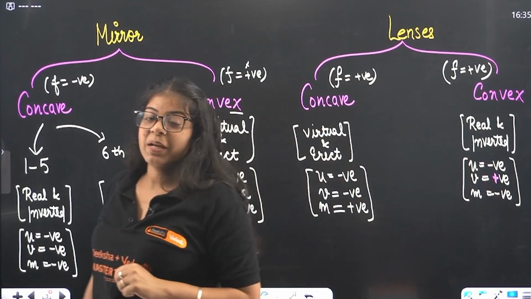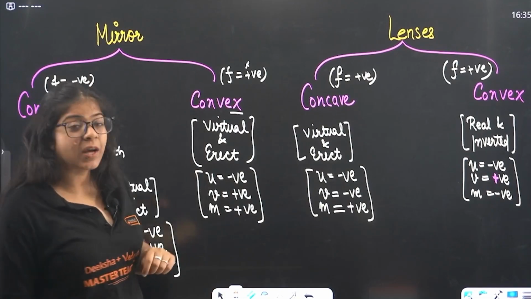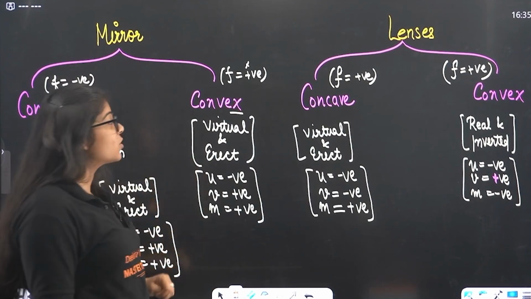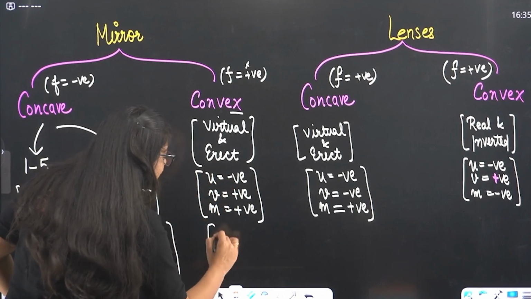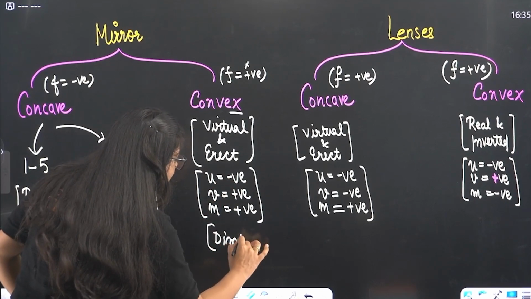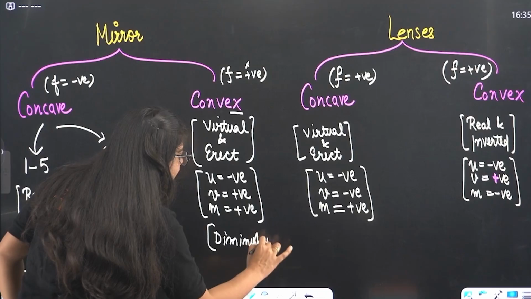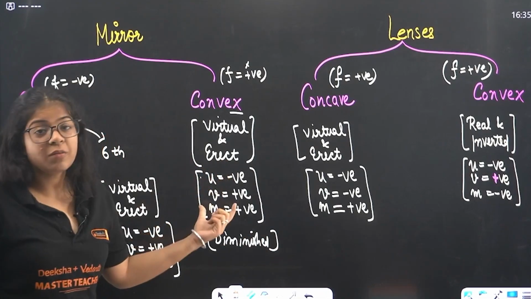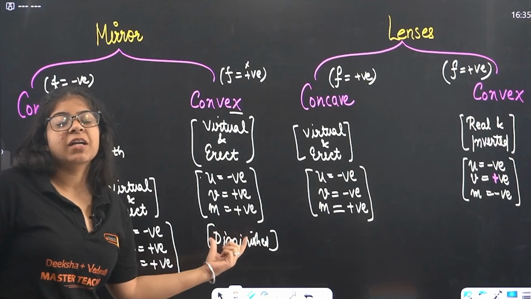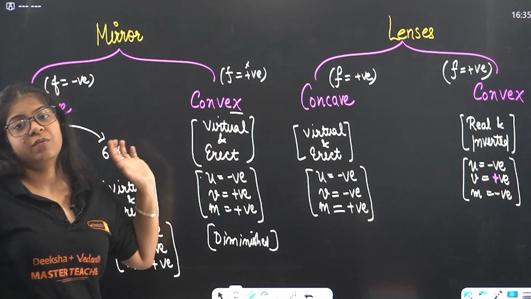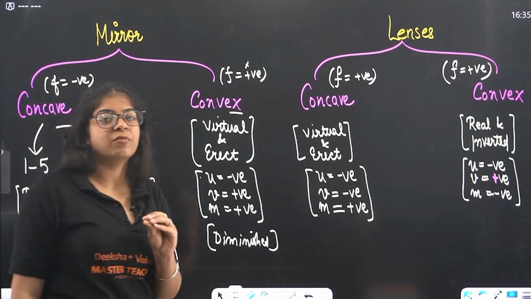Coming to convex mirror, now convex mirror has positive focal length. It has only 2 cases. What are those 2 cases? Always the image is virtual and direct. Always the image will be diminished. But u is always negative. V is positive for virtual and direct. V is positive for mirror, and magnification is positive as well for convex mirror. These are all the things you have to remember.